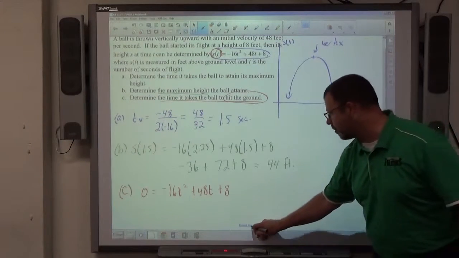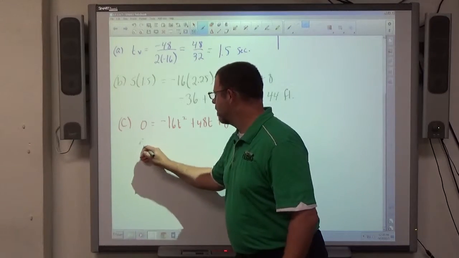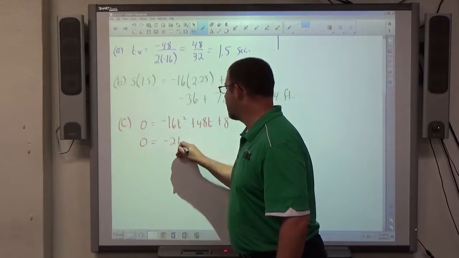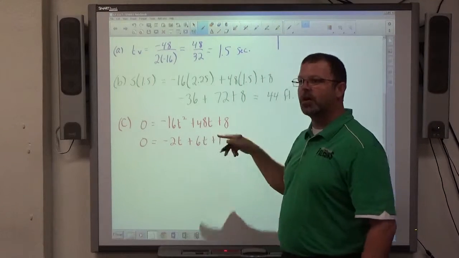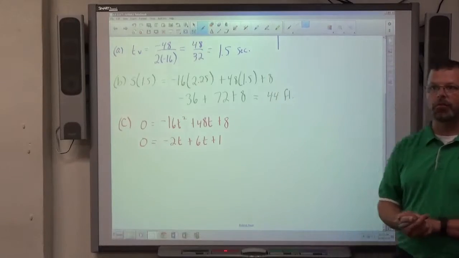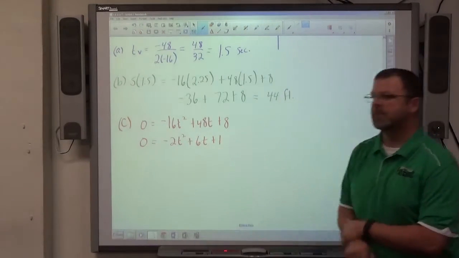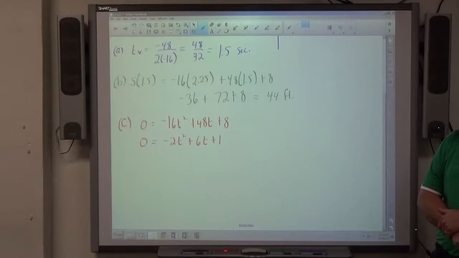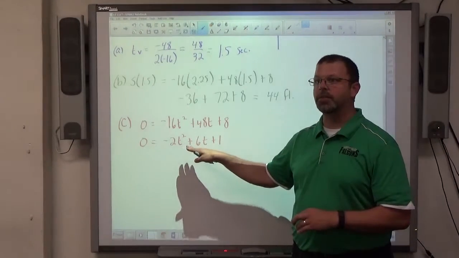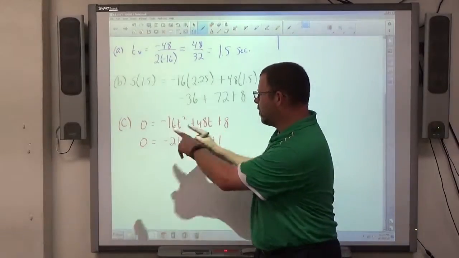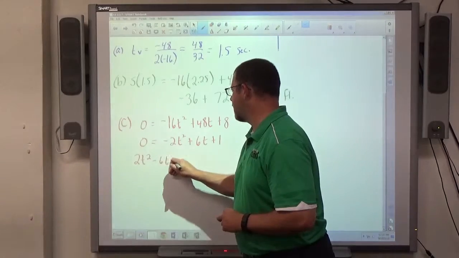Before I did the quadratic formula, though, I do notice all three numbers divide evenly by 8. This is not required, but the smaller numbers you have, the easier it is to work with in the quadratic formula. The other thing, for me personally, I like my square term positive, so I would probably even go one more step and move everything to the left. So positive 2t squared minus 6t minus 1 equals 0.